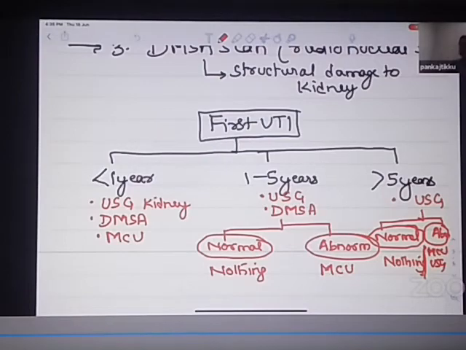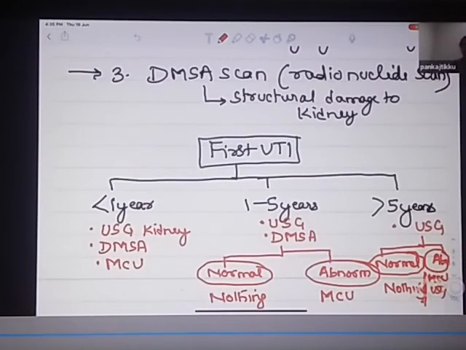And suppose the child is more than 5 years of age, and this time he has a UTI. In a 7-year-old child, for example, first time UTI occurs. Only an ultrasound needs to be performed initially, nothing else. And if the result of an ultrasound is normal, kidney is normal, no problem is seen in the kidneys, you will not do an MCU or a DMSA scan. But suppose the results of ultrasound are abnormal after 5 years of age. In that case, you have to perform an MCU and a DMSA scan.